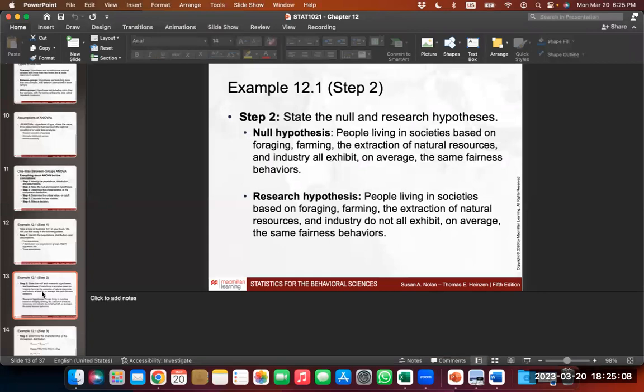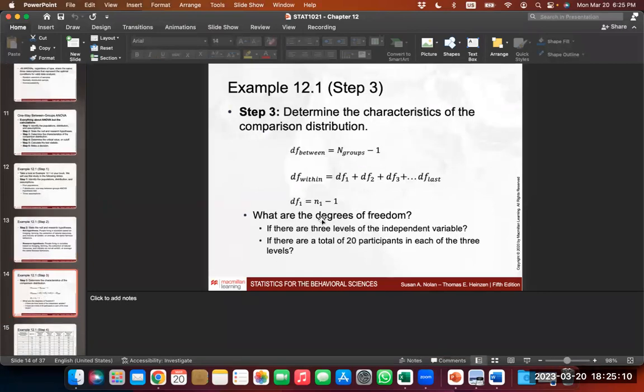At least one is different. Now, next we need to quantify the characteristic of the comparison distribution. The degrees of freedom between is calculated as the number of groups minus 1. The degrees of freedom within is calculated as the group-specific degrees of freedom summed up.